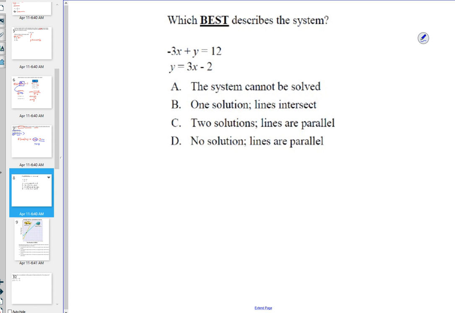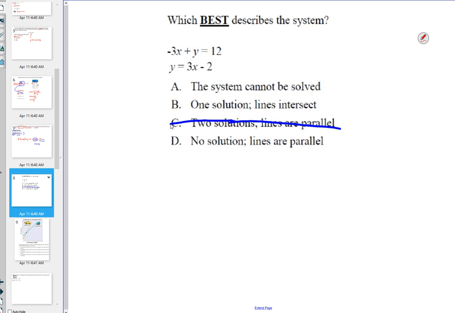Which best describes the system? That it can't be solved. It's one solution, 2 solutions. Well, these are both linear, so I know it definitely can't be 2 solutions. And even if lines are parallel, that does not give you 2 solutions. I guess if it couldn't be solved, it would be only because they're parallel. So it doesn't look like A is going to be a valid one. But let's go ahead and solve it anyways.